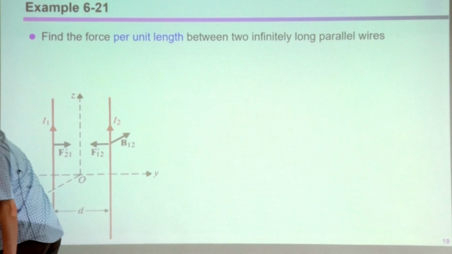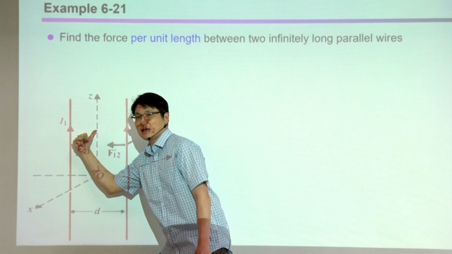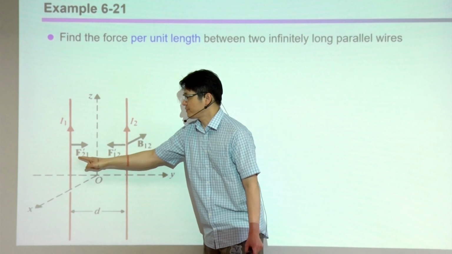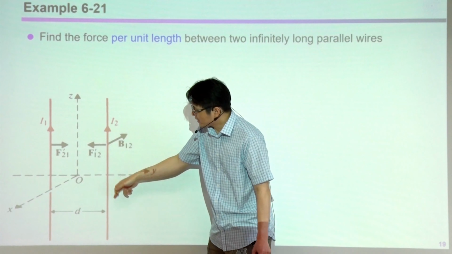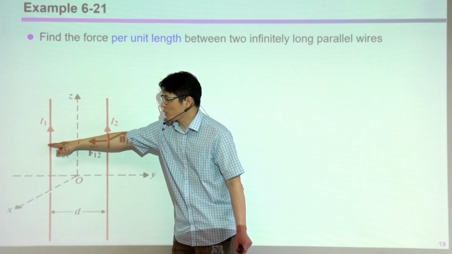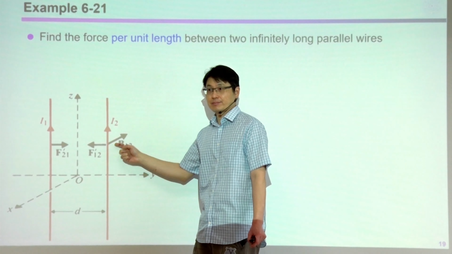So dl1 cross B, you have force F21. So the second current conducting wire is trying to pull the first wire towards it.